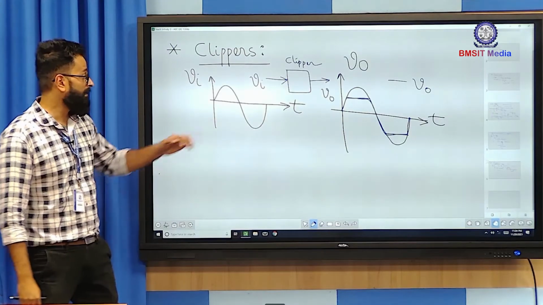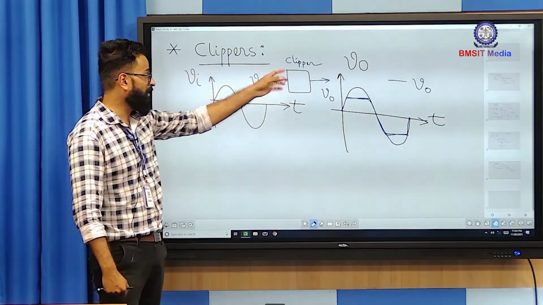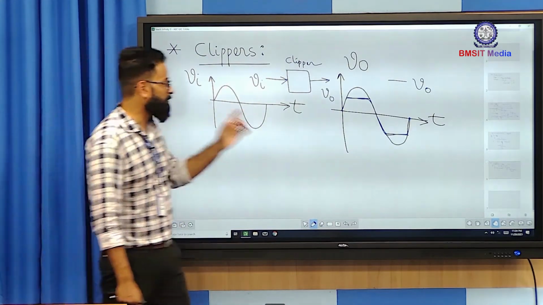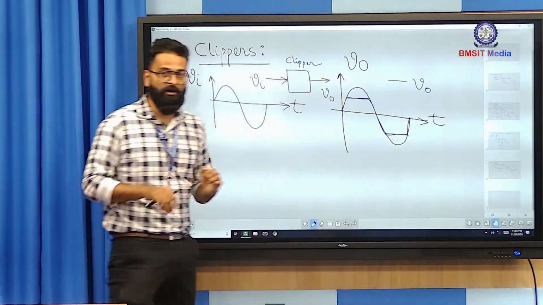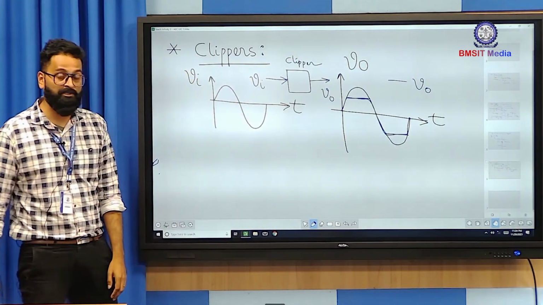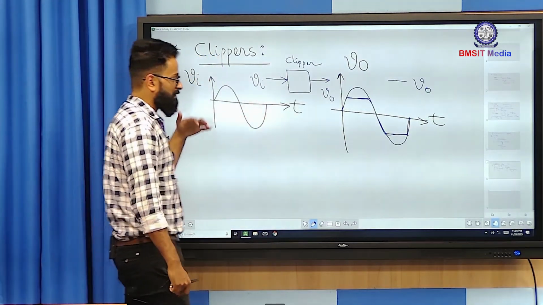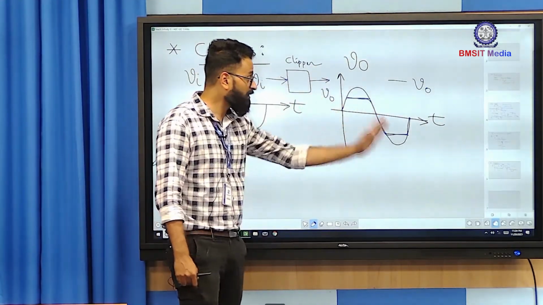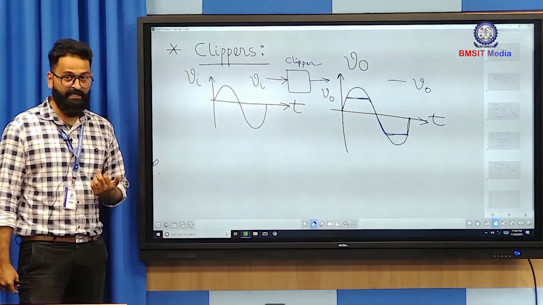So let us not worry. Let us consider this clipper circuit as a black box circuit. Let us not worry about the internal components of the black box. Okay, so you give a bidirectional sinusoidal input and you get a bidirectional signal whose peaks have been trimmed or peaks have been sliced. So for the same reason, the clippers are also called as the slicing circuits. So using clipper, one can slice the positive half of the input waveform or the negative half of the input waveform, or both the halves can be sliced or clipped. So accordingly, you have different types of clippers.